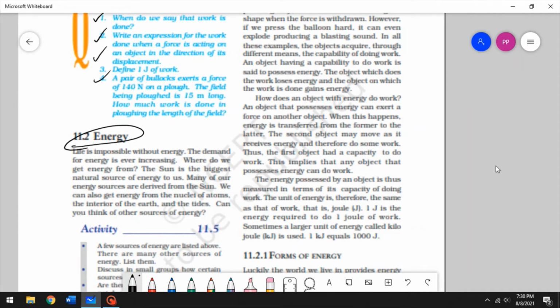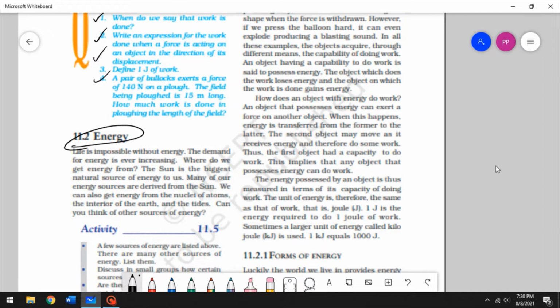So energy: an object possesses energy. An object that possesses energy can exert a force on another object. When this object exerts a force on the other object, energy is transferred from the first object to the second object, or the former to the latter. The second object may move as it receives energy and therefore do some work. But it may move; it's not always the case. Most of the time whenever we think of energy, we think of the ability to move.